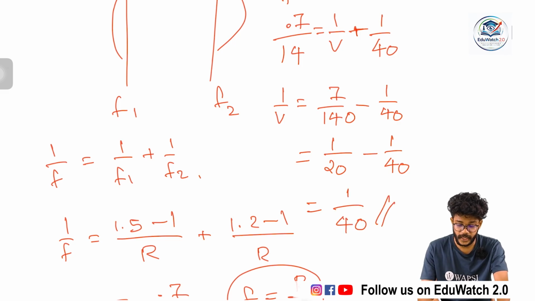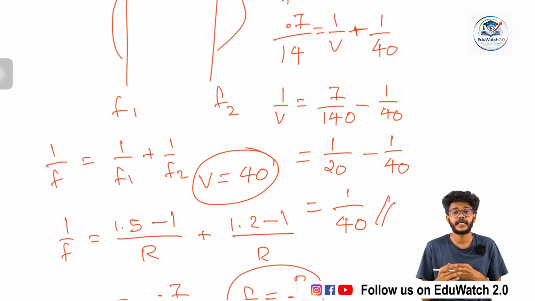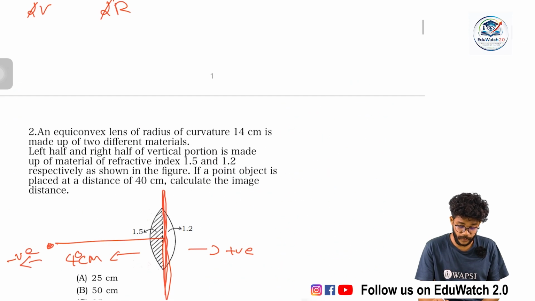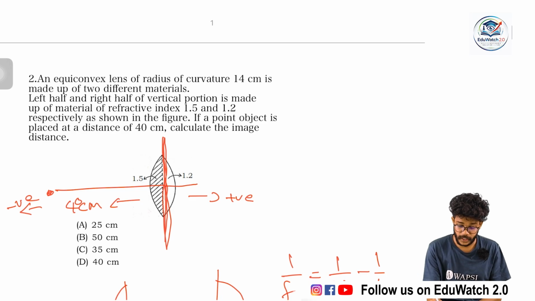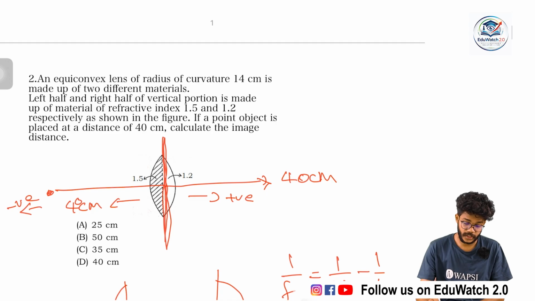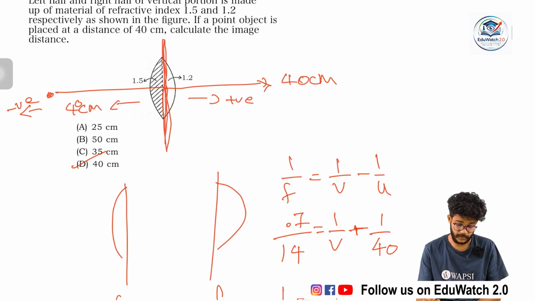Okay, so v is equal to 40. What is meant by plus 40? Plus 40 means that it is measured to the right. That means just opposite to the previous direction, in the positive direction, 40 centimeter. The image is formed there. So which option is the correct one? The D option is the correct one. Okay, so we can move to the next question.